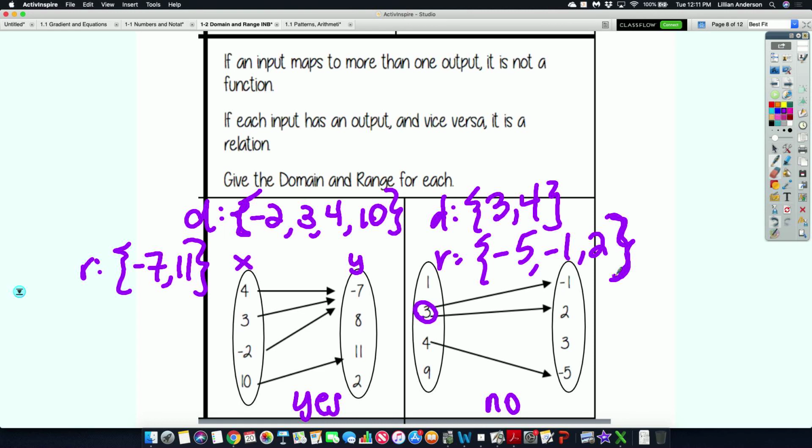And that's how you find the domain and range through these different representations of functions or relations. Do you have any questions? All right. Go ahead and get this glued into your note page.